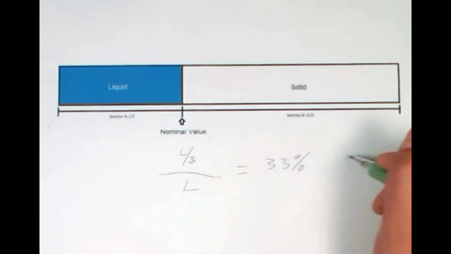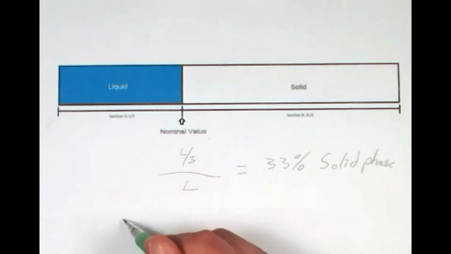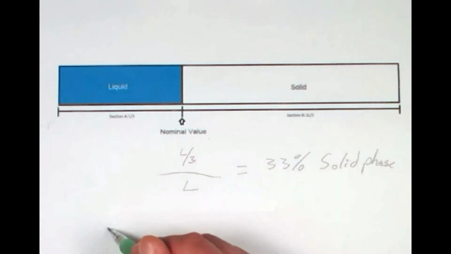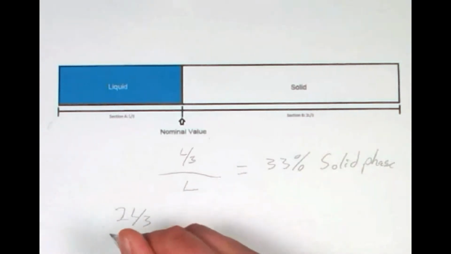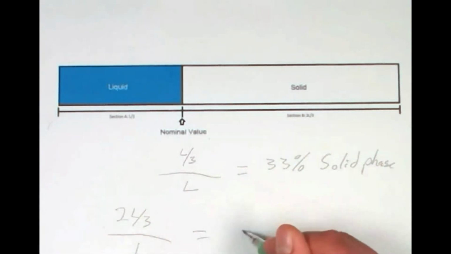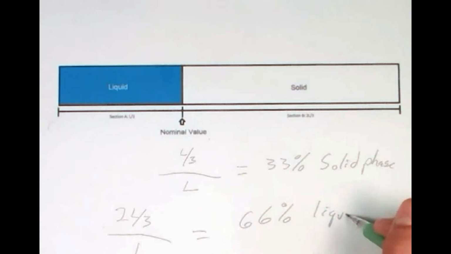We have 33% solid phase. In the same manner, to determine the amount of liquid, we will take the solid section length, 2L over 3, divide it by the entire length, and we will get 66% liquid phase.